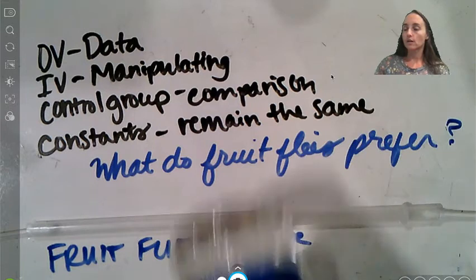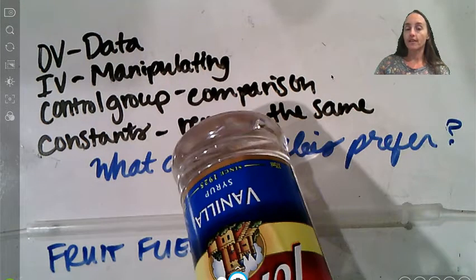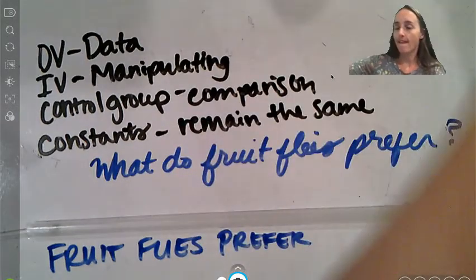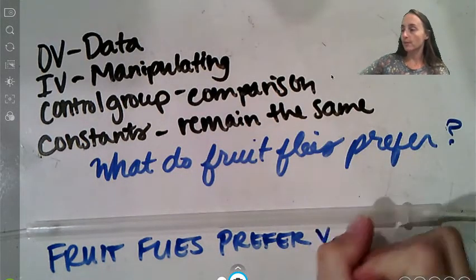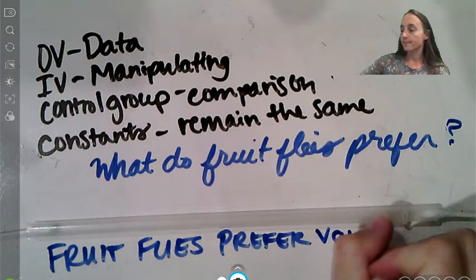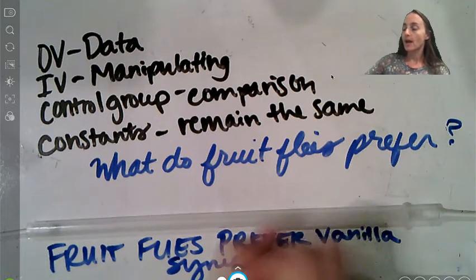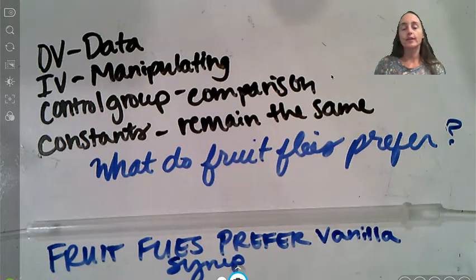Vanilla syrup over Karo syrup. Okay, so this is actually not a hypothesis. This is a prediction. Fruit flies prefer vanilla syrup.